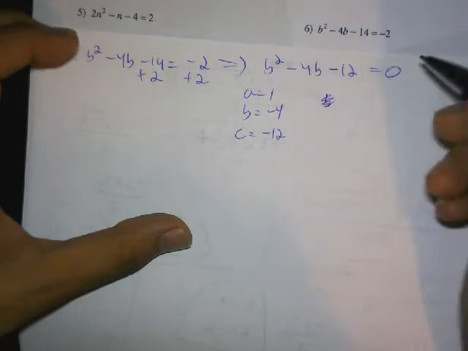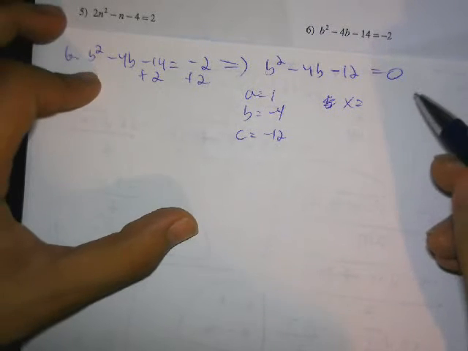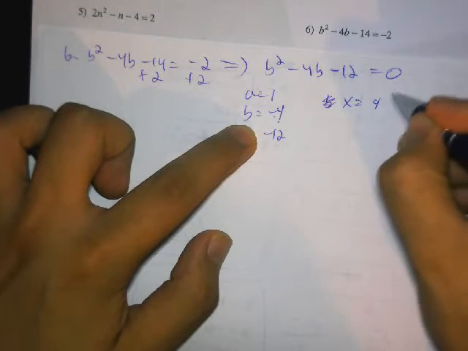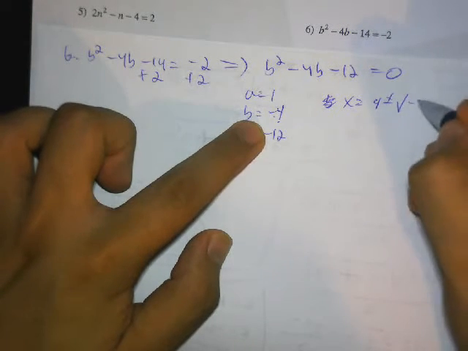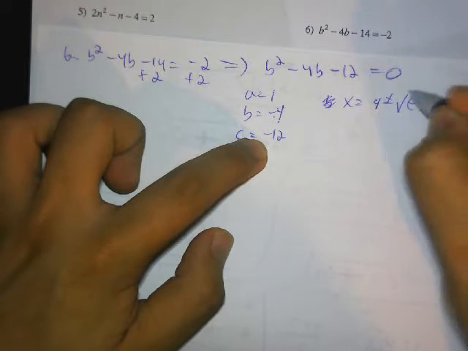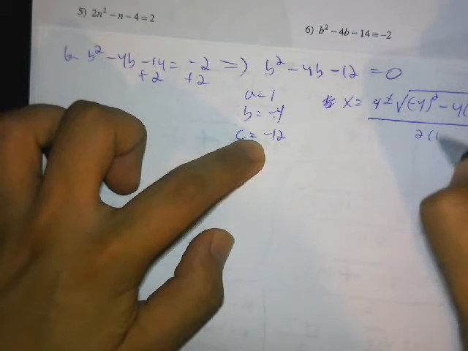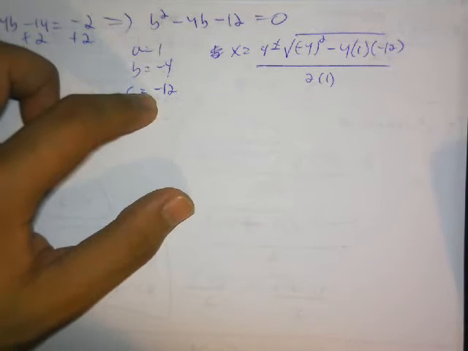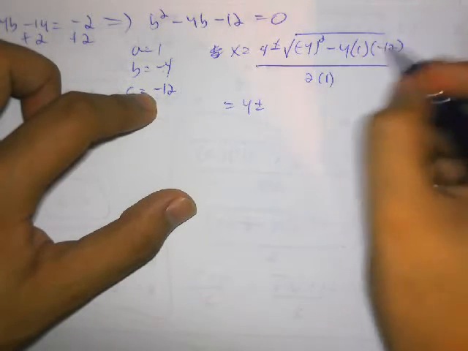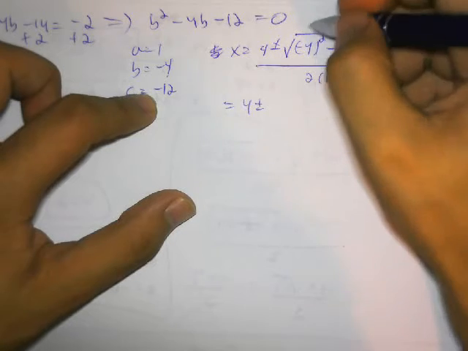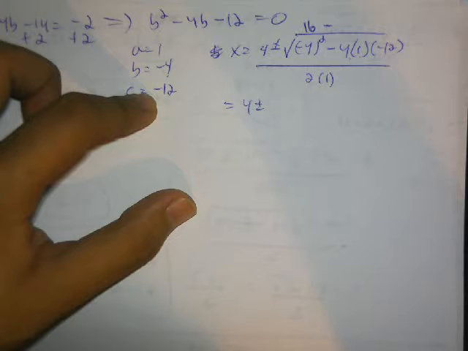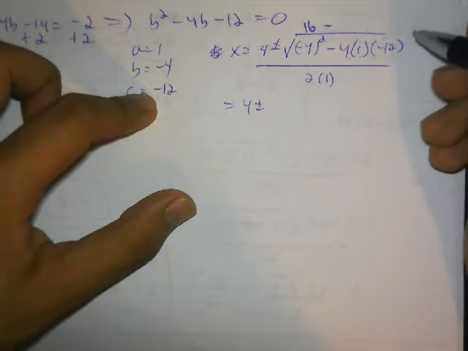So here, let's stick with x so we don't confuse ourselves. X is equal to negative b, negative 4 is positive 4, plus or minus the square root of b squared minus 4ac, all over 2a. So now we get 4 plus or minus. Let's see if we can reduce this part. Negative 4 squared is negative 4 times negative 4, which is positive 16. Minus 4 times 1 is 4. 4 times 12 is 48.